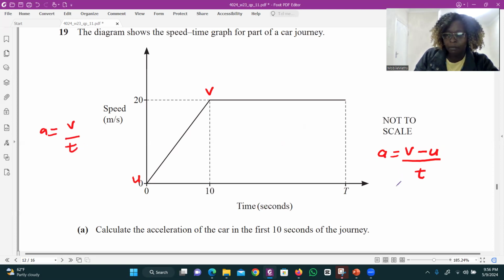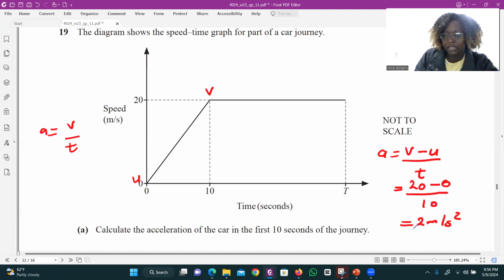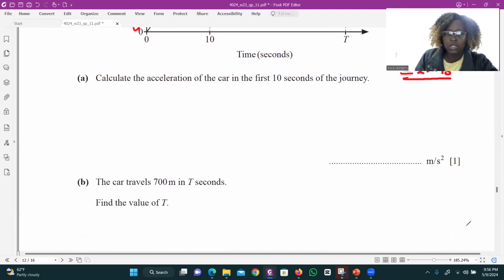Okay, so I'm continuing with my method. So my final is 20 minus 0 over the time taken, which is 10. This is going to give me 2 meters per second squared, like this. That's our acceleration. Let's move on to the next question.